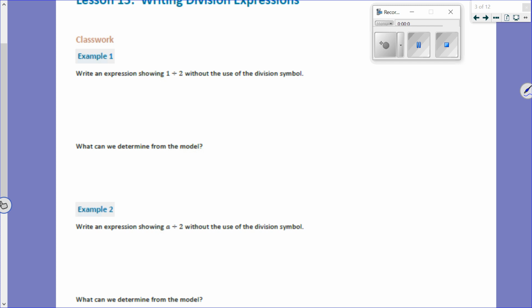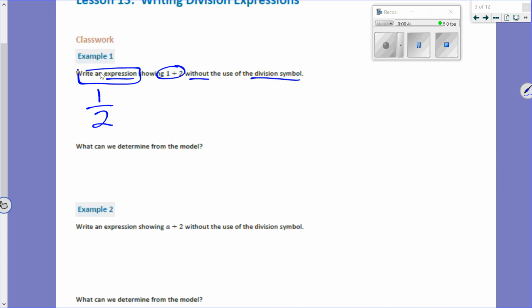Okay, our first one, we're going to write an expression showing that 1 divided by 2, but without the use of the division symbol. How could I do that? What would that model look like? David? A fraction, kind of? A fraction bar? Yes, a fraction division bar. Like that? Yeah, like that. Are you sure about it? Way to be confident, David.